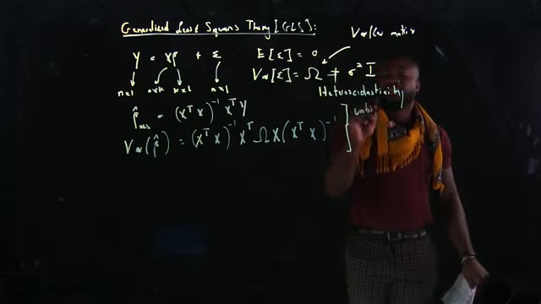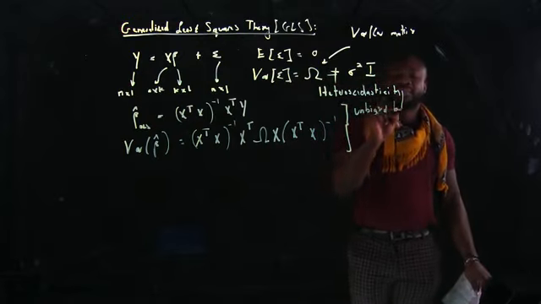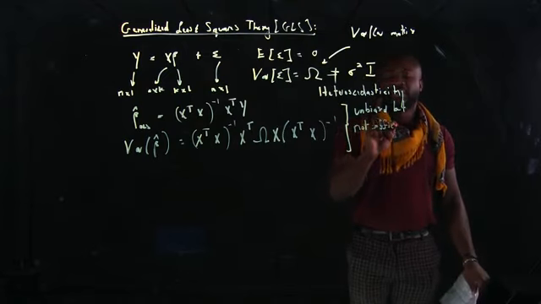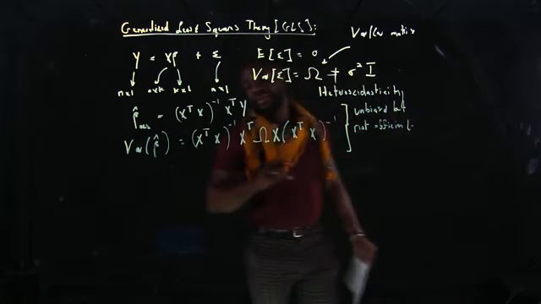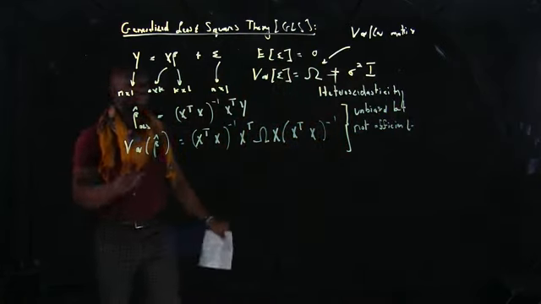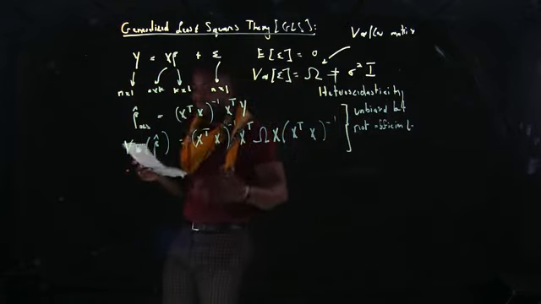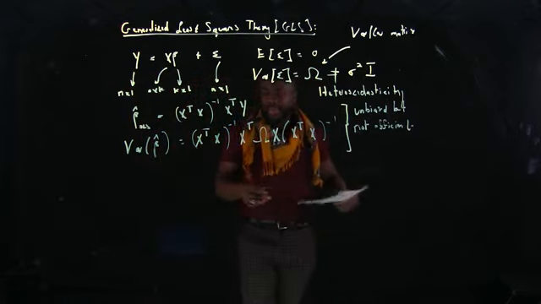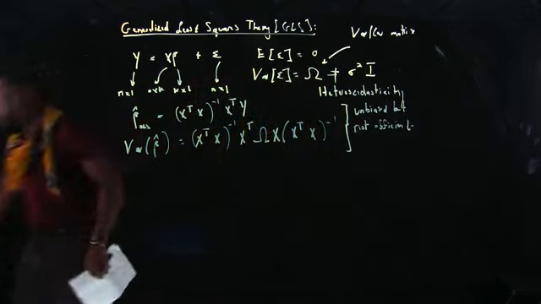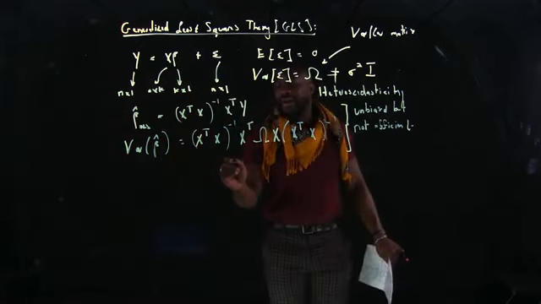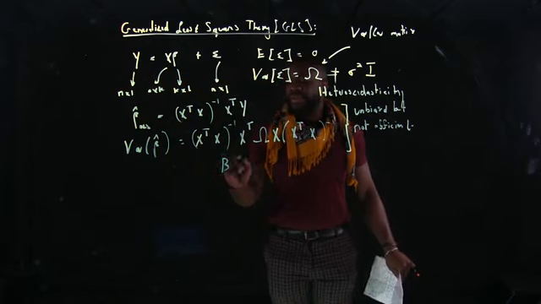unbiased, but not efficient, because we have this heteroscedasticity issue going on. So how do we solve this? How do we get rid of this? How do we find a way to resolve this? Because even though this is unbiased but not efficient, it is not going to be BLUE.